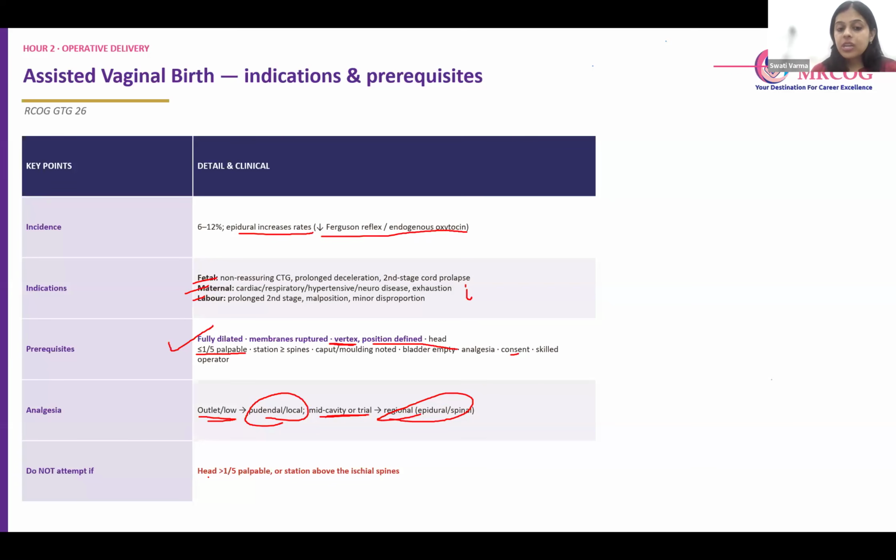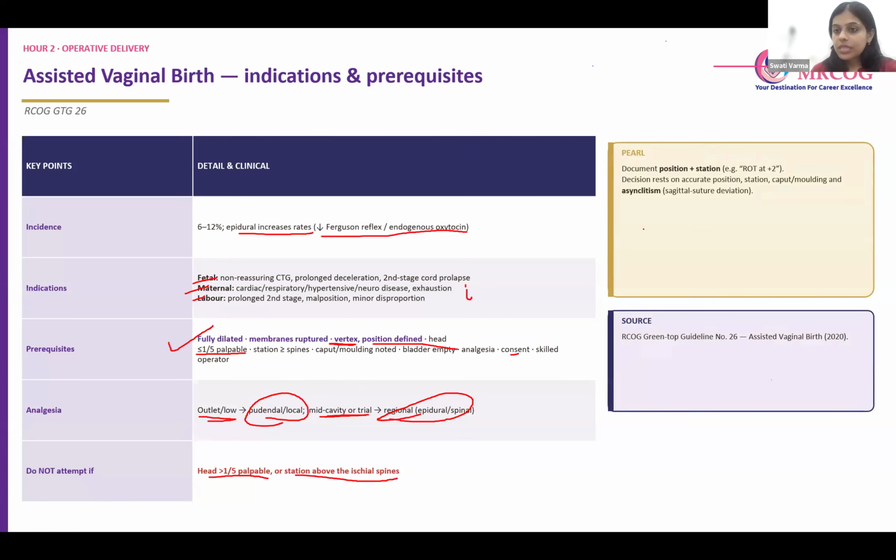Never attempt if you find the head more than 1/5 palpable, or quite significant caput or molding, and station above the ischial spines. High instrumental delivery is no longer routinely recommended. Hope it's clear. Now let's come to some of the pearl points again.